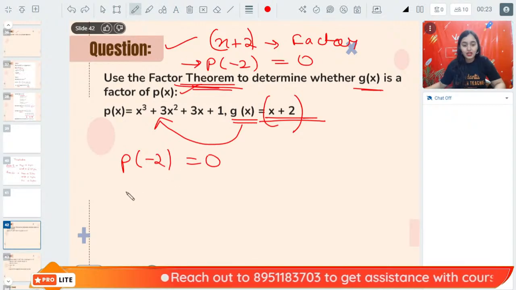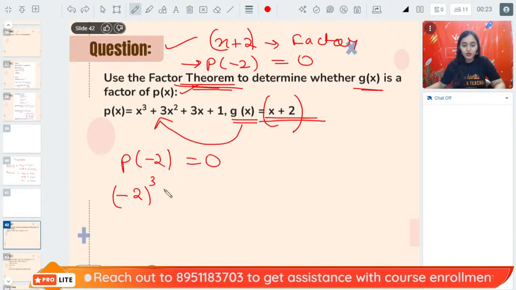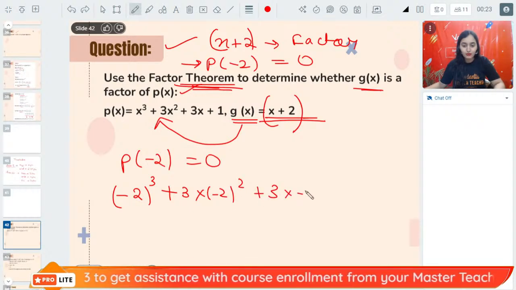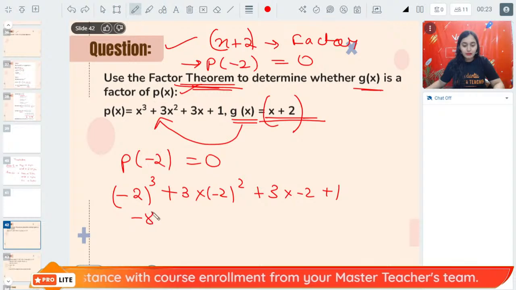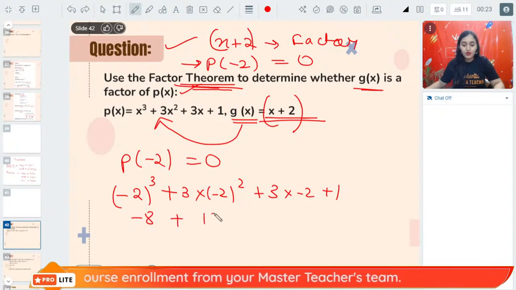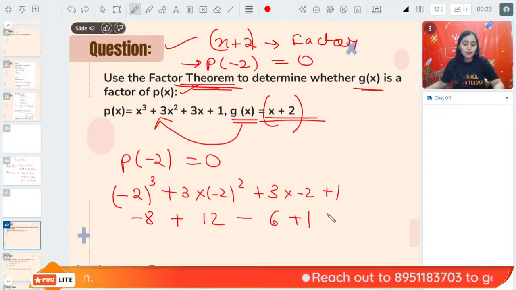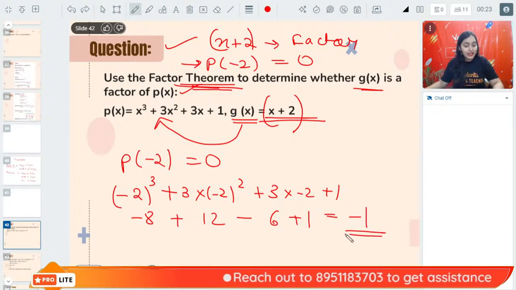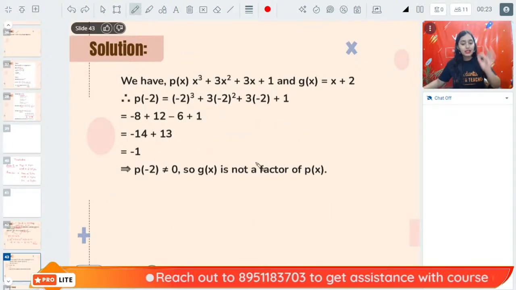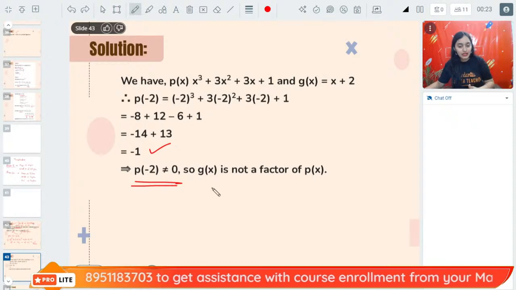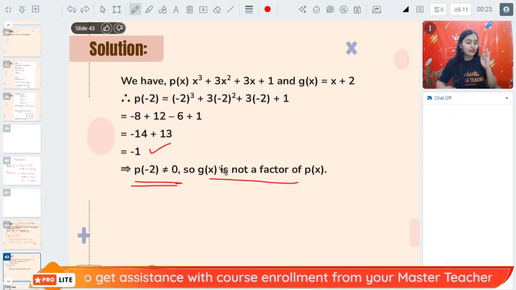Okay, find out. So (minus 2) whole cube plus 3 into (minus 2) whole square plus 3 into minus 2 plus 1. So this is minus 8 plus 3 fours are 12 minus 3 twos are 6 plus 1. So minus 8 plus 12 is 4. 4 minus 6 is minus 2. Minus 2 plus 1 is minus 1. So since p(minus 2) is not equal to 0, therefore g(x) is not a factor of p(x).